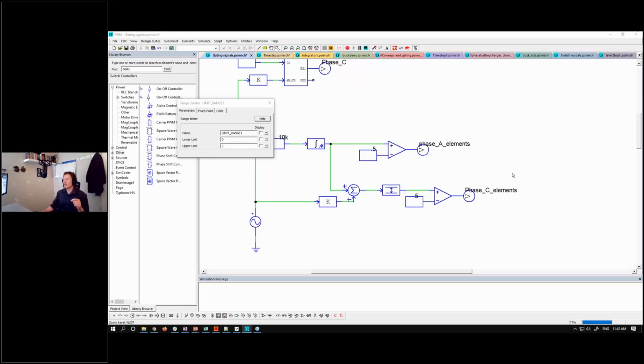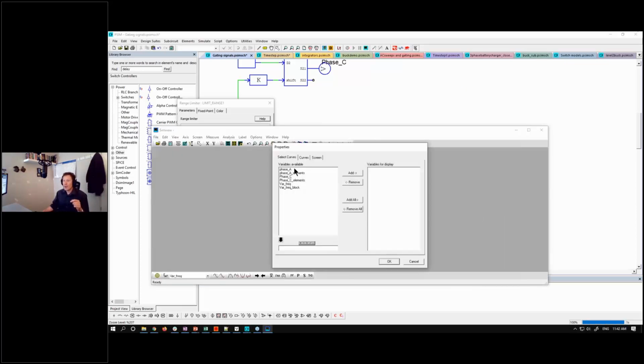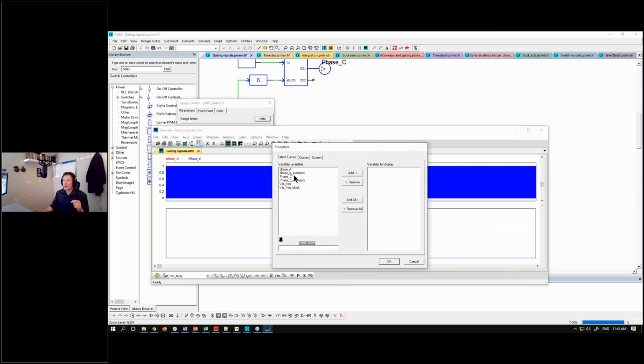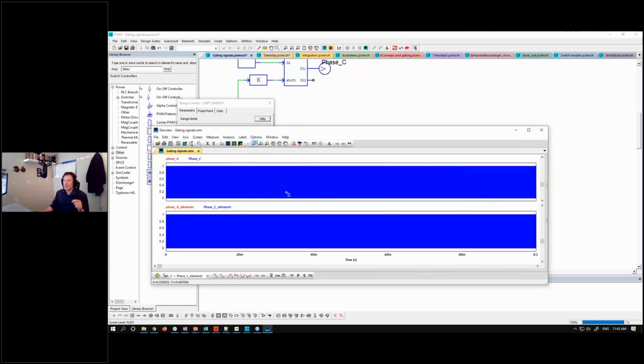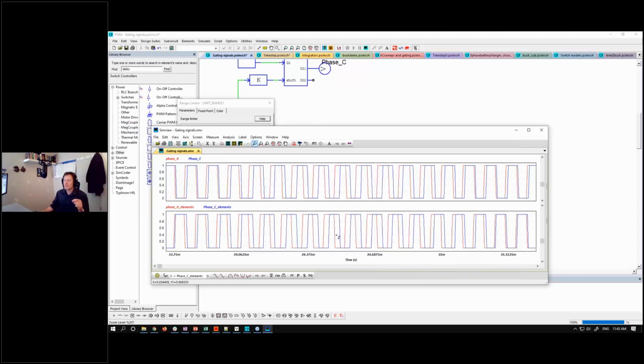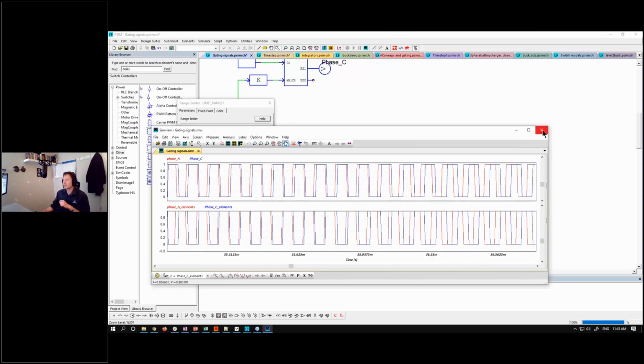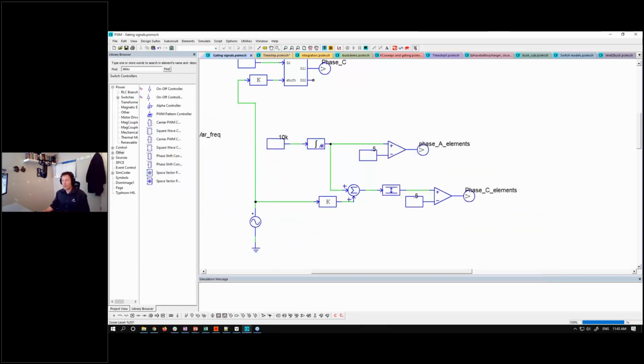So we can run this, and we're looking at phase A and phase C. We can look at it with the elements as well. If we zoom in at a point, we can see the shifting of those carriers on top of each other. Okay, so these are fun circuits to play with.